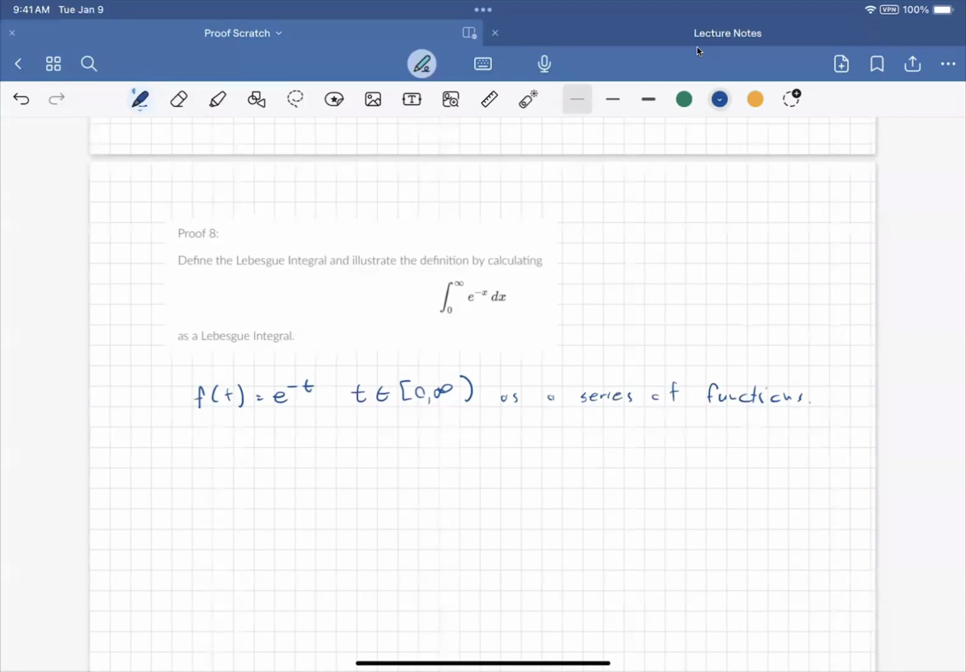Because it's a series of functions, we can rewrite this as the sum from k equals 0 to infinity of f sub k of t, such that f sub k of t is defined in this piecewise function as e to the negative t, where t takes on values between k and k plus 1, and 0 otherwise.